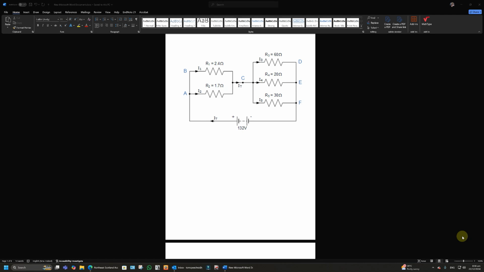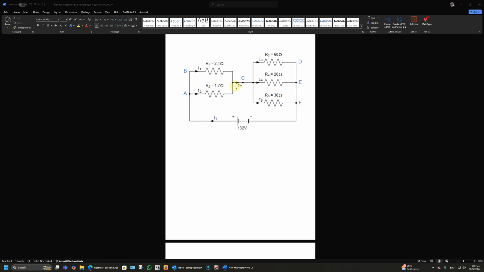I've got answers for all these questions. The first one here is easy, I don't need to really go over that. But the current IT here is 12 amps. I think it got 9 amps last time. The reason I think it got it wrong is it thought these were in series. I think it confused the fact that these two in parallel are in series with these three in parallel, and it perhaps got confused there.